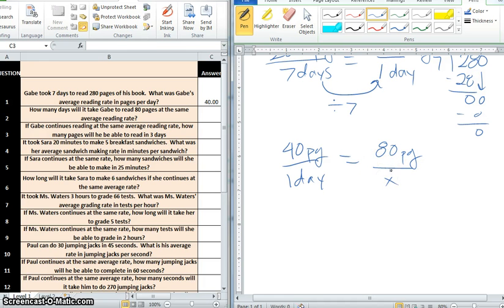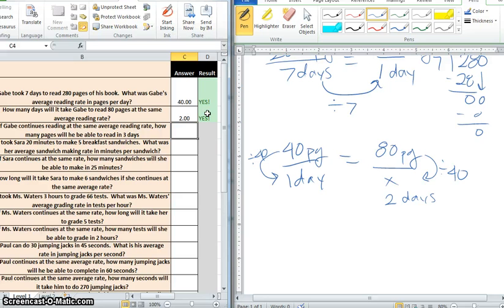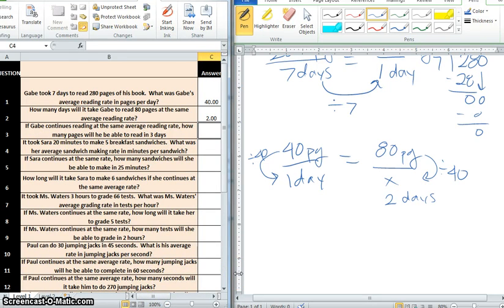X days. Okay, here you could notice that you're doubling the pages, so you're going to have to double the days. Or you could say, to get from the number of pages to the number of days, I'm dividing by 40. So I'll have to do the same thing over here, divide by 40. And I know 80 divided by 40 is equal to 2 days. So I'm going to put 2 right there. You could also solve any of these proportions with cross products if that is easier for you or makes more sense. Last one, number 3.